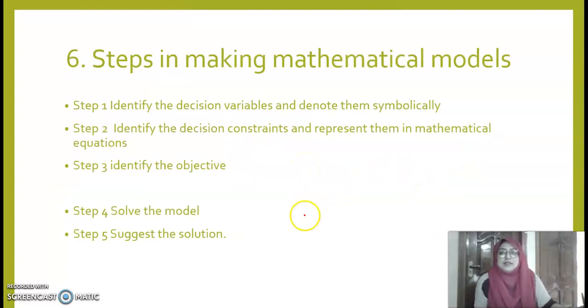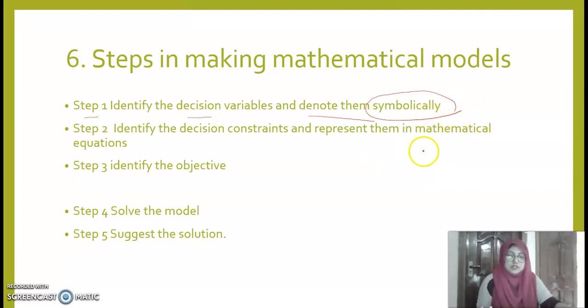Now this is the sixth step, where you will be making your mathematical models. How you can make it, this is a series of steps. Step number one, you have to identify the decision variables and denote them symbolically. This is very important, because if you are not representing them symbolically, then you cannot in the end tell which variable you are giving the solution for, how many units of a particular product should be made or not be made. So symbolically, I mean you denote with X, Y, Z, or any variable like A, B, C.